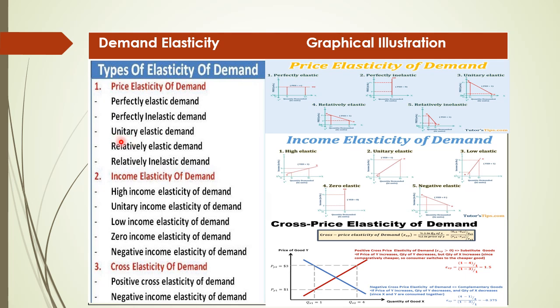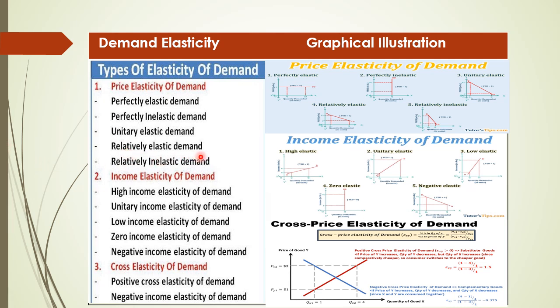Then the demand can be said unitary elastic when the percentage change in quantity demanded is equal to the percentage change in price. In the graph, as the price increases from P to P1, the quantity demanded decreases from Q to Q1 by an equal proportion. It implies that the demand is unitary elastic. That means the value of elasticity here is 1.